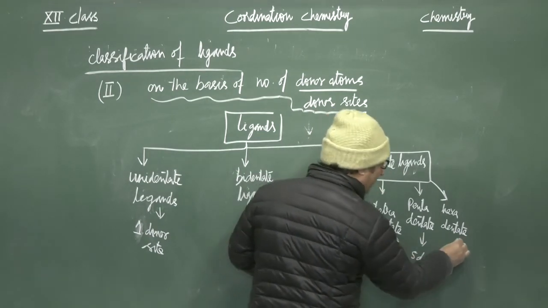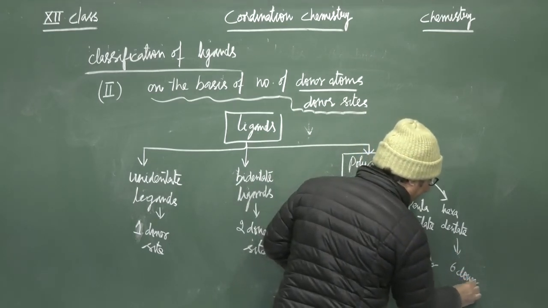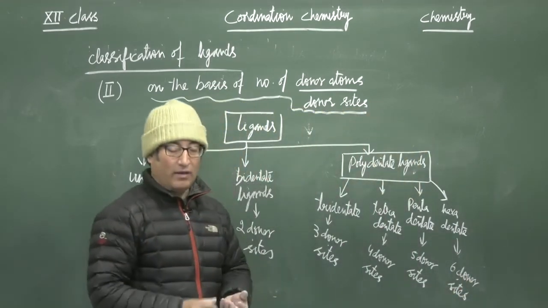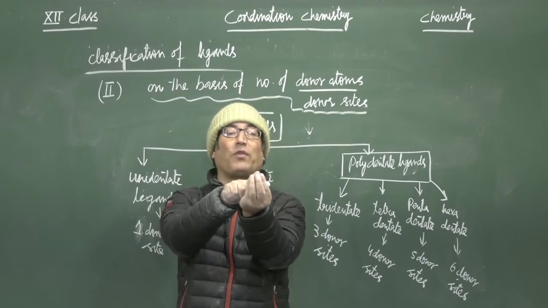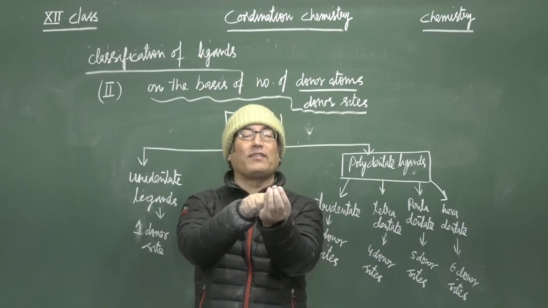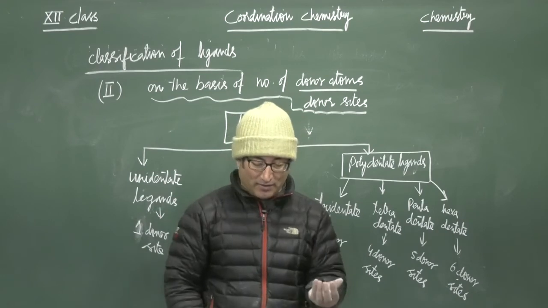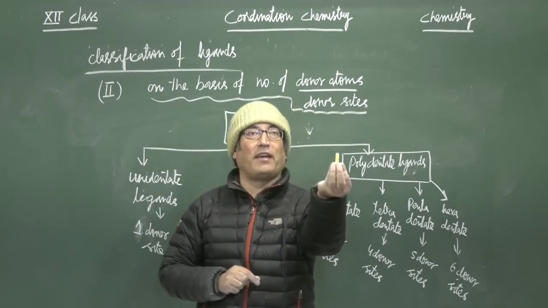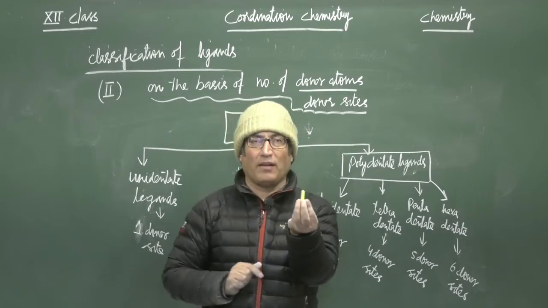And the maximum donor sites the ligand has got is six. And when it has six donor sites, what does it mean? Six donor sites means all the six will be used to catch hold of a single central metal ion. All the six will be donating the 6 electron pairs to a single central metal ion. If this is the central metal ion and these are 5 donor sites, all the 5 will be donating to the same central metal ion.